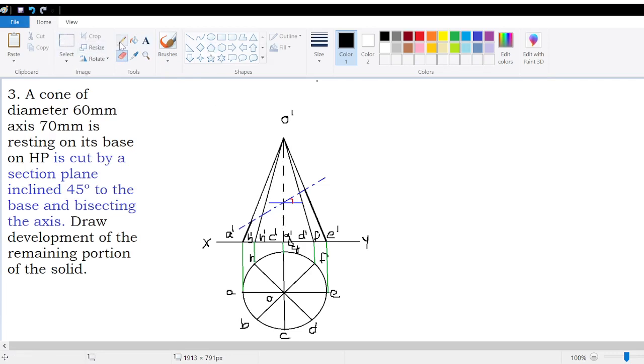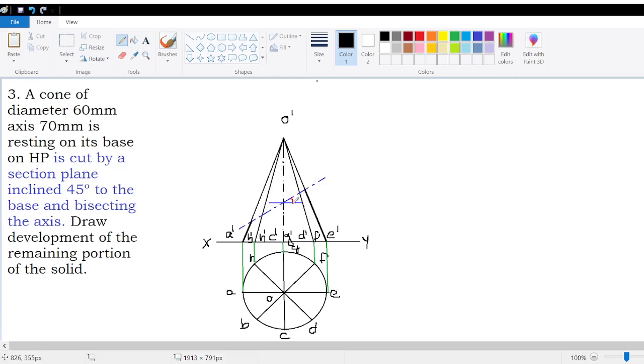Now the cutting plane is at an angle of 45 degrees to the base and it is bisecting the axis. So I am dividing the axis at this point. I'm drawing a short line, and this line is parallel to the baseline. Whatever angle the cutting plane makes to this short line will be equivalent to that with the baseline. So I'm making this angle 45 degrees, the one which I have shown in red, and this is the cutting plane. This cutting plane cuts all the generators. For construction purposes, I have shown all the generators here.